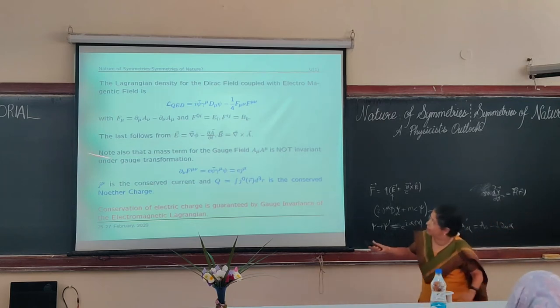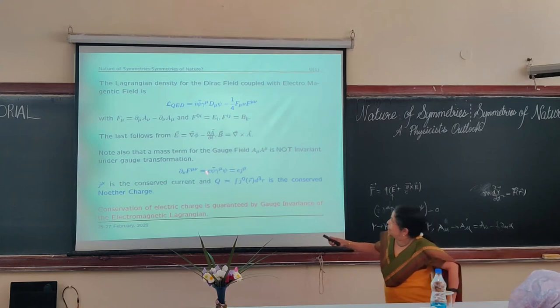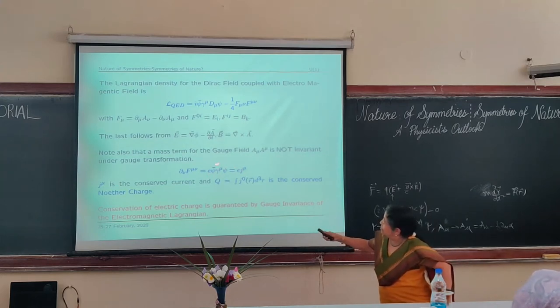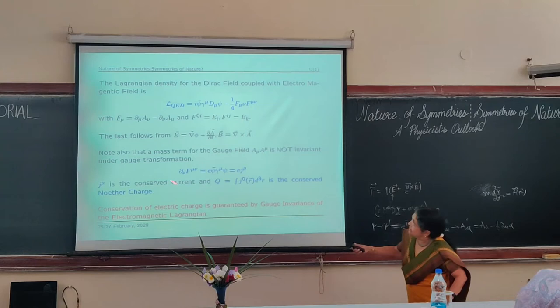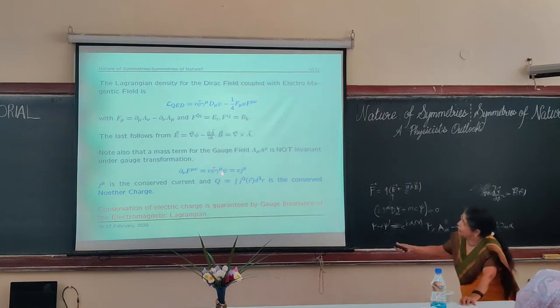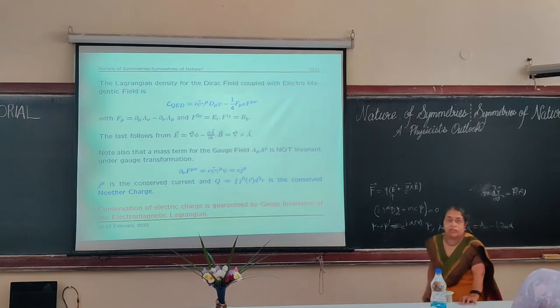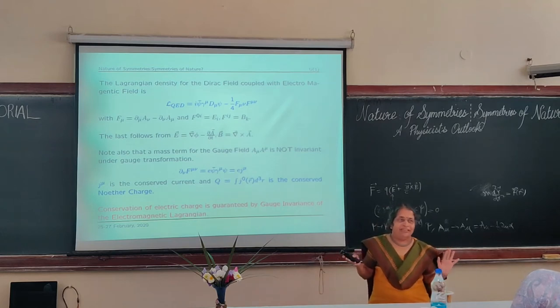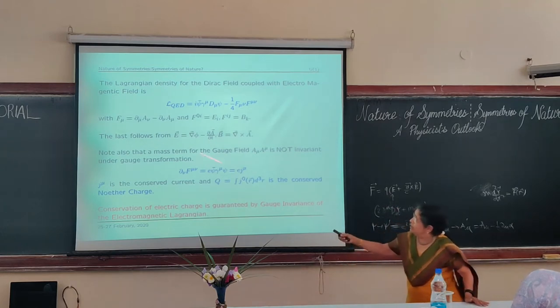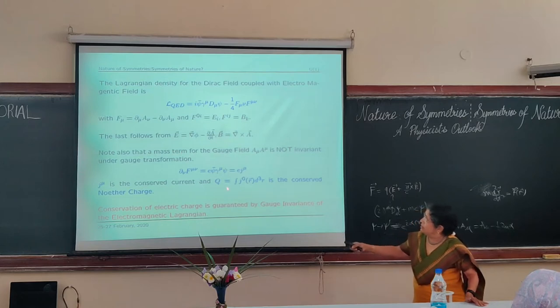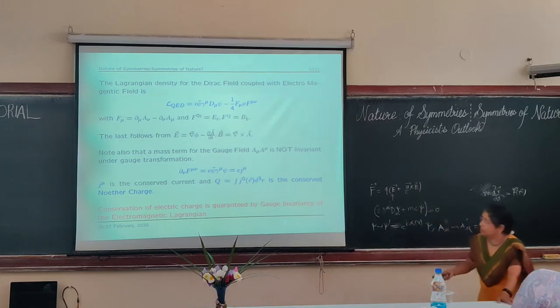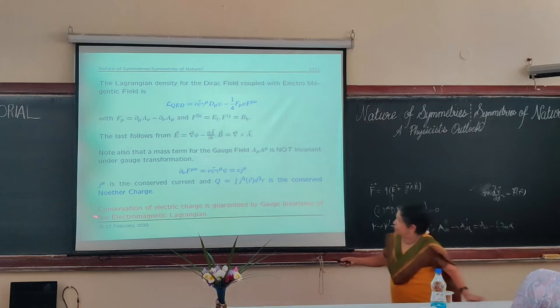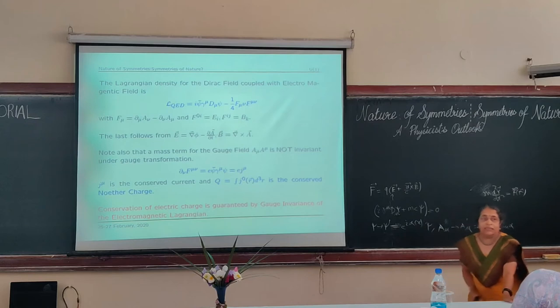Alright. And here this j mu, which is psi bar gamma mu psi, where gamma mu are some constant matrices, as I told you, is the conserved current, and the integral of the zeroth component of this current over the whole space is the conserved Noether charge. This is all going in analogy with the expressions I mentioned yesterday. So this is associated with an invariance. There is a conserved current and a conserved charge. Therefore, conservation of electric charge is guaranteed by the gauge invariance of the electromagnetic Lagrangian.